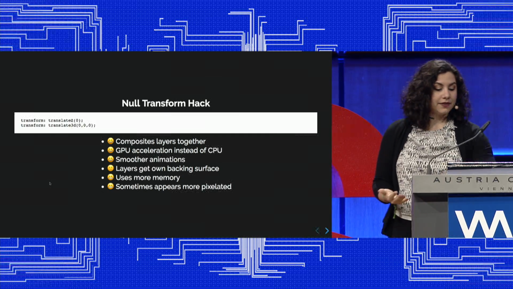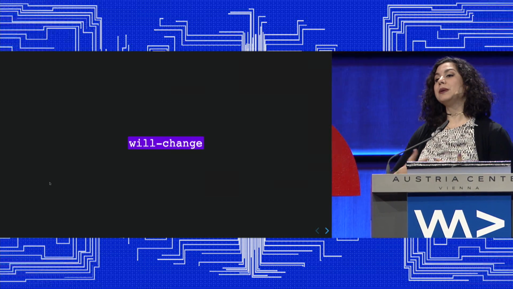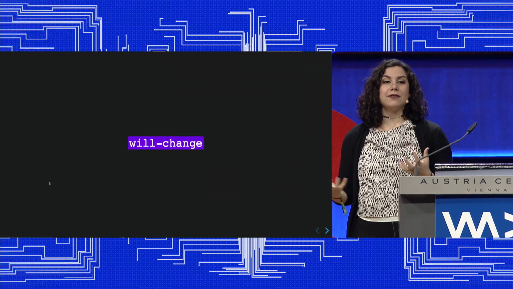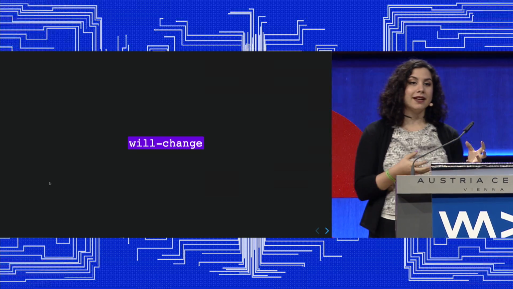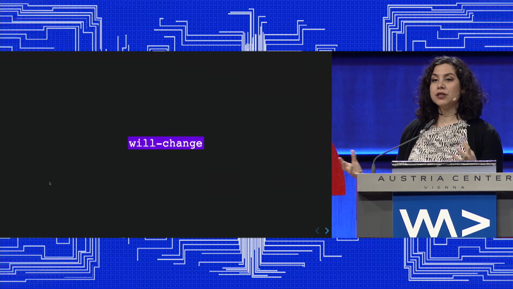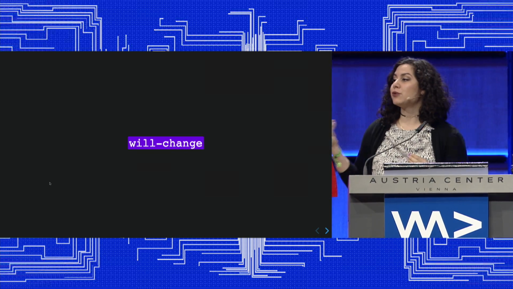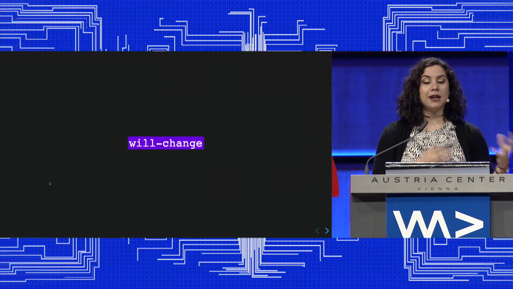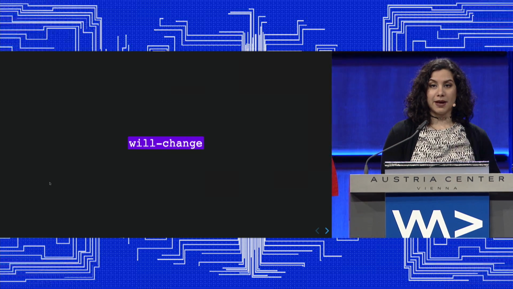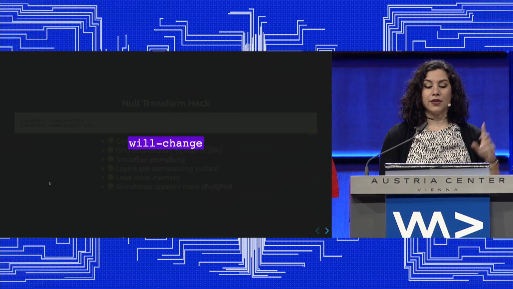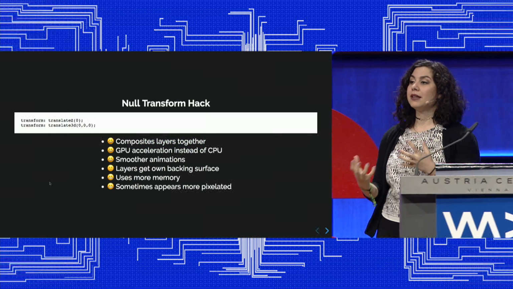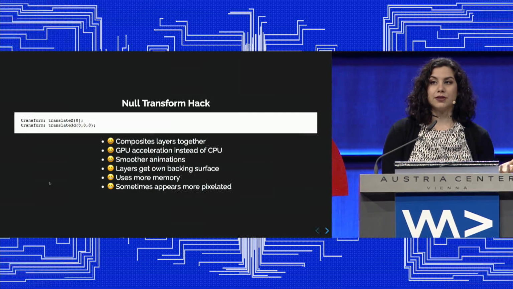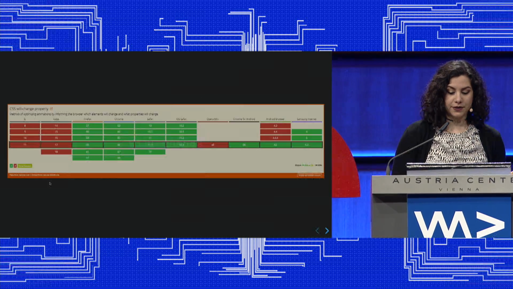So now, instead of this null transform hack, you can use the will-change property. And you don't have to use transform to state what's going to happen. With will-change, you just specify which properties are going to be animated so that you can use that GPU acceleration and get all of the benefits that you would from the null transform hack. But that also means that you get all the caveats. So again, remember the memory and the battery usage is something that you want to be cognizant of when you're developing for your users.